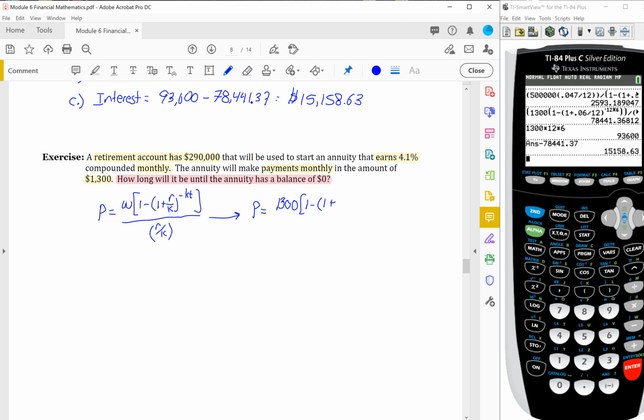One plus your interest rate, which as a decimal is 0.041, divided by 12, raised to the negative 12t, all divided by the 0.041 divided by 12.